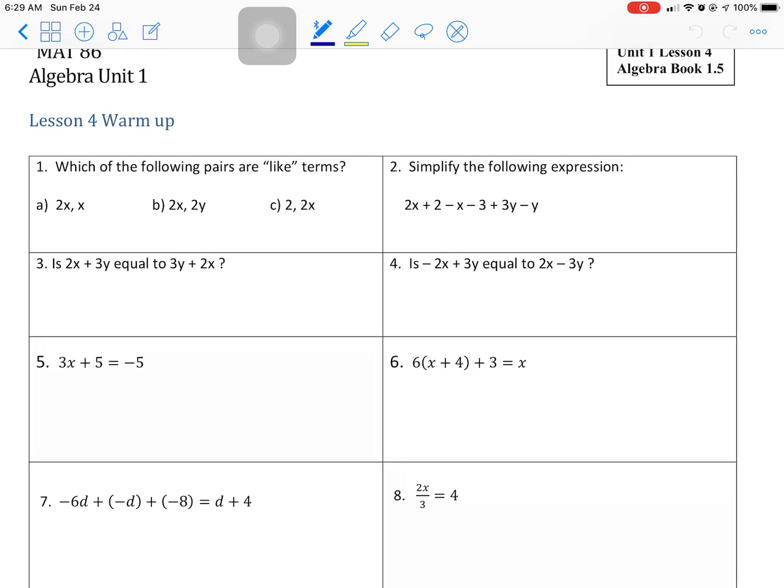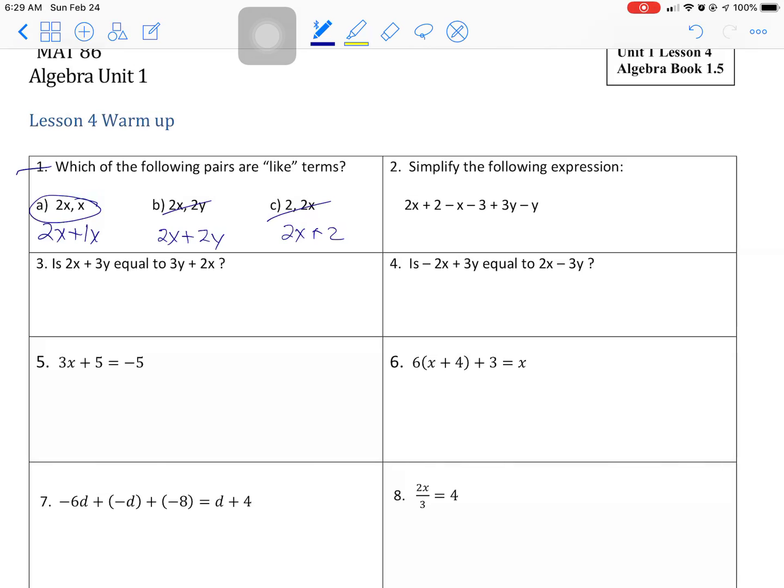Okay, this is Unit 1, Lesson 4, warm-up. Number 1, which of the following pairs are like terms? Can you add 2x to a 1x? The answer is yes, so that's a like term. You can't add a 2y to a 2x, so that's not. And you can't add a 2x to a 2, so that's not.